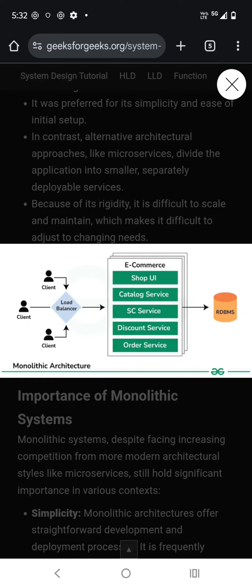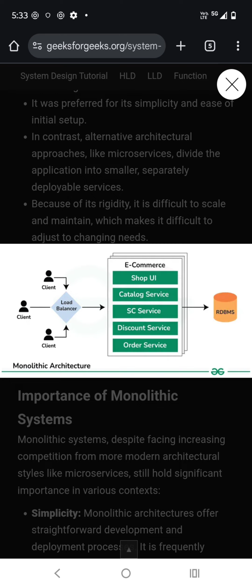Let's say if an issue happens in any one of the modules, some error occurred in the shop UI, then the whole application may not work, right? Because everything is dependent on each other. So there are some problems with the monolithic application. If your requirement is very simple and straightforward, if your application is not very complex, it is a lightweight application, then you can go for a monolithic system based architecture.